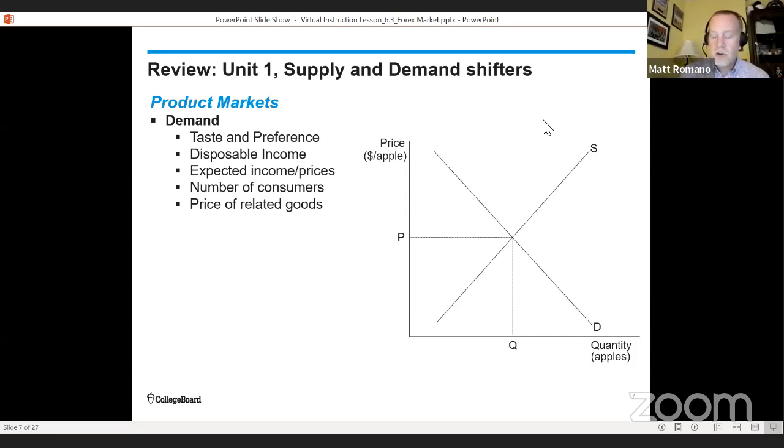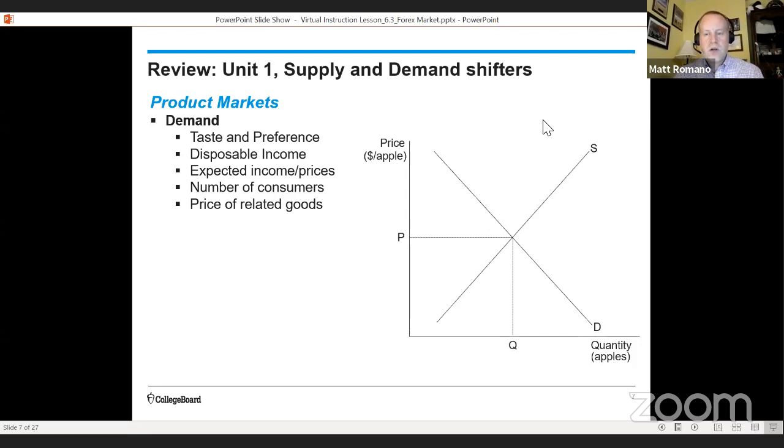Change in expected prices could potentially cause a shift. Now we know a change in the current price won't. That's moving along the curve. But a change in expected prices will cause a shift. So think about this in current times here in April 2020. If we expect the price to go up in the near future, demand is going to shift to the right because people want to go out and buy that product before the price goes up.